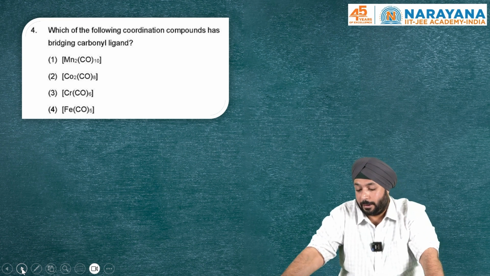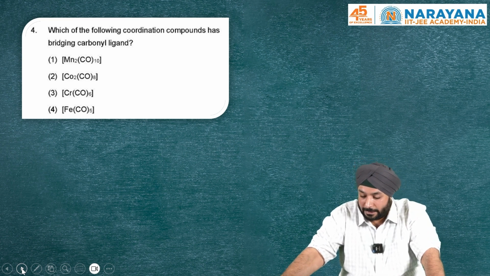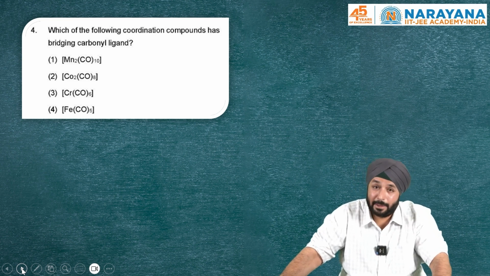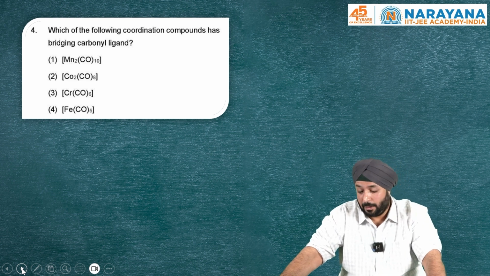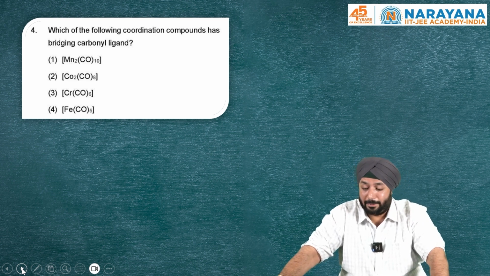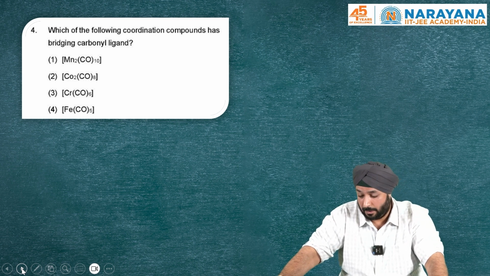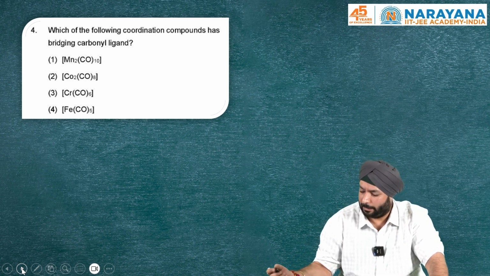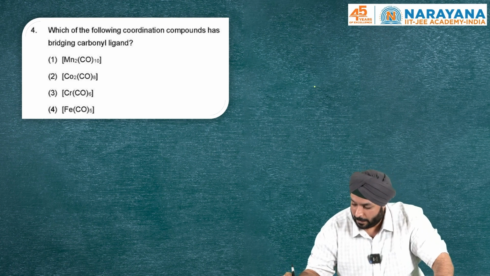Which of the following coordination compounds has bridging carbonyl ligands? Obviously, this is a very standard, memory based question that came from your beloved chapter, coordination chemistry, and from NCERT. It is a direct question on carbonyl compounds, homoleptic carbonyl compounds. So here I have Co, cobalt.